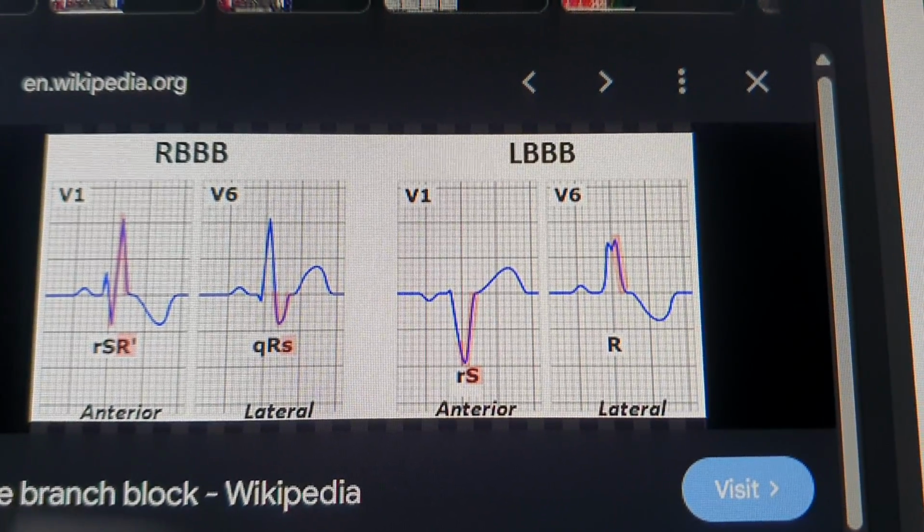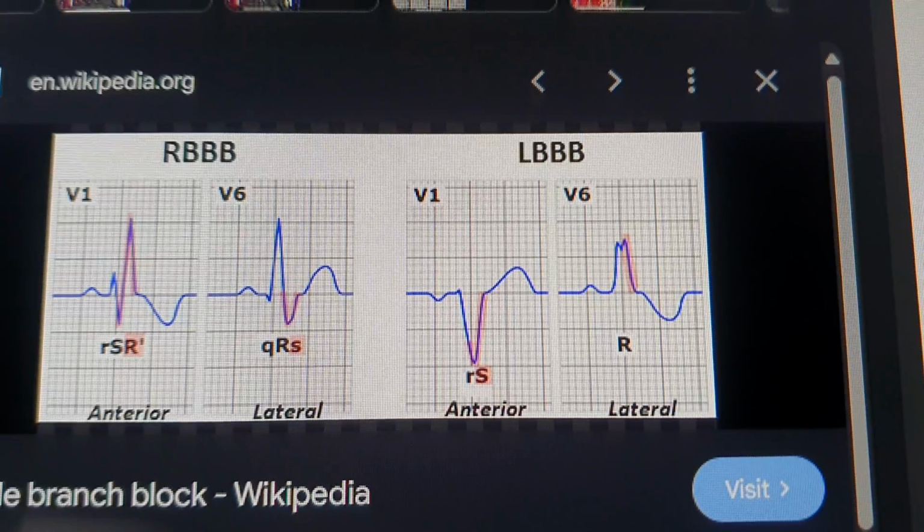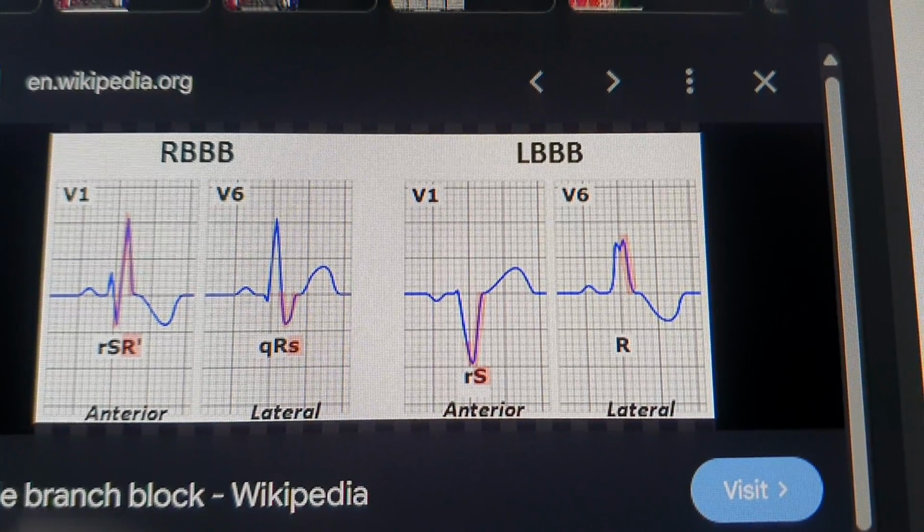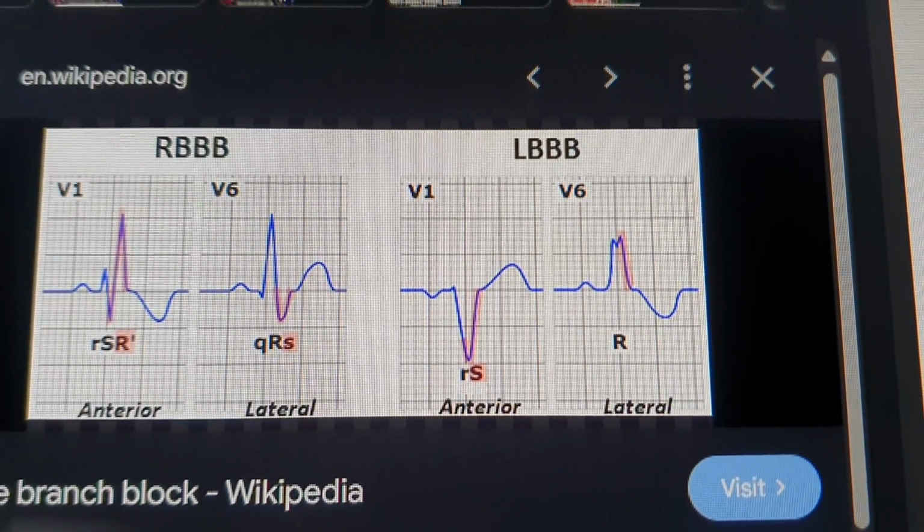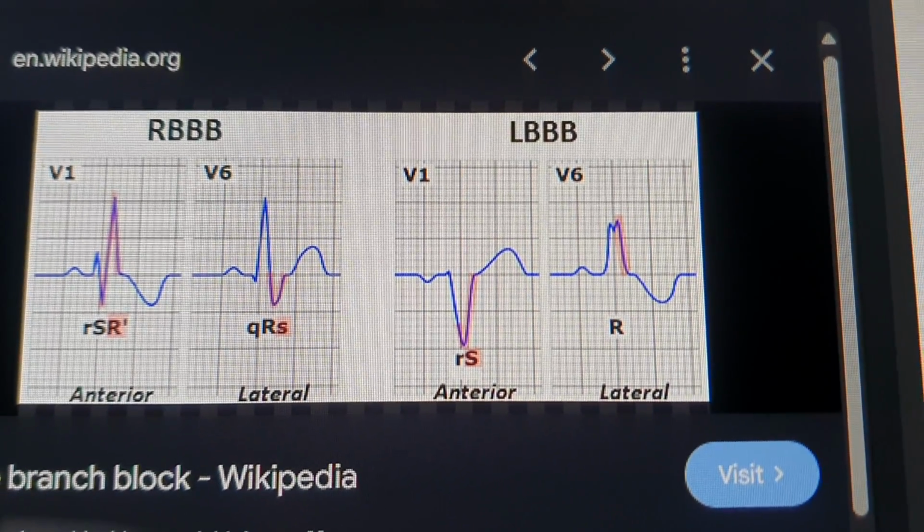So LBBB morphology PVC is usually more benign than RBBB morphology PVC. And that's the idea of this video. And that's it. Thank you very much.